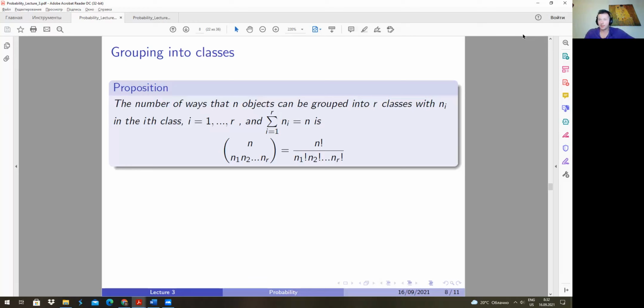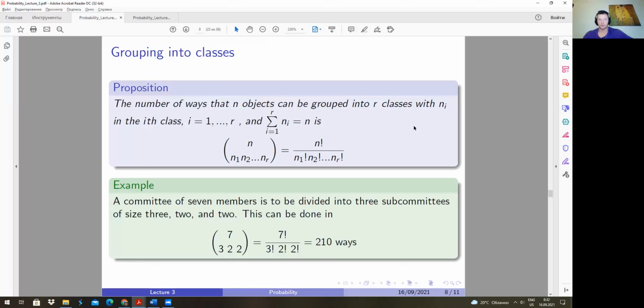So second, of course, when I select 5 students into the first group, I have fewer possible options for the second group and for the third group. So that's why I divide the whole factorial by the factorials of the number of elements in each group. Right, so that's how I calculate the possible number of ways to arrange people into groups, or some other objects into groups or classes.